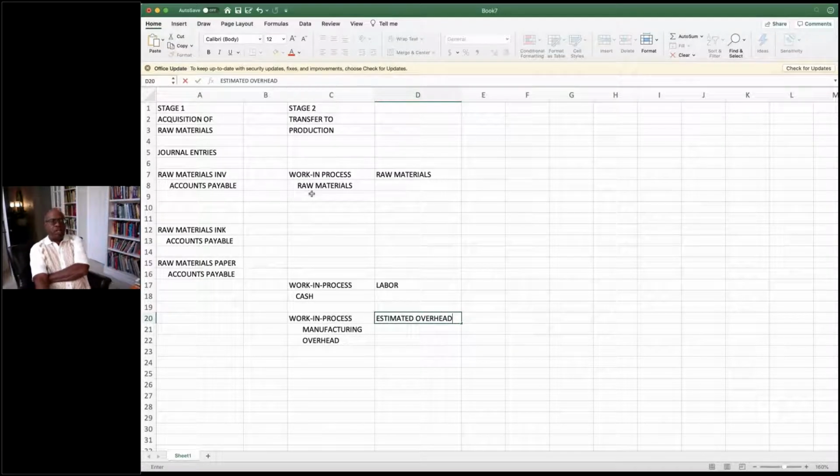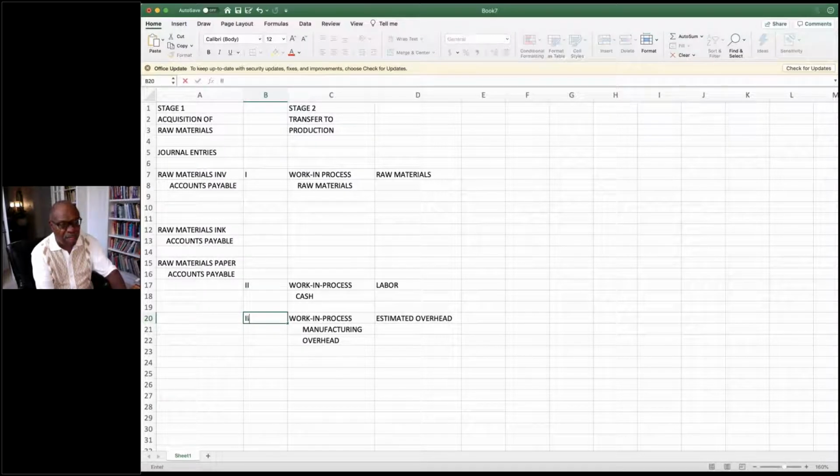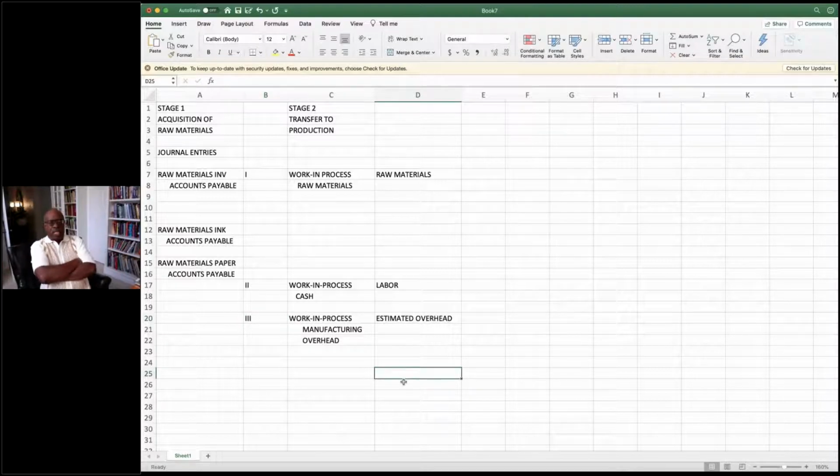So in stage 2, there are 3 journal entries. I'll just put Roman numeral 1 for the work in process, however many entries it is. Roman numeral 2 for the labor. Roman numeral 3 for the overhead. So these entries are always going to be made in stage 2. And if you notice in stage 2, we debited work in process each time. So in stage 1, we acquired the raw materials. In stage 2, we transferred them to the production flow to be made.